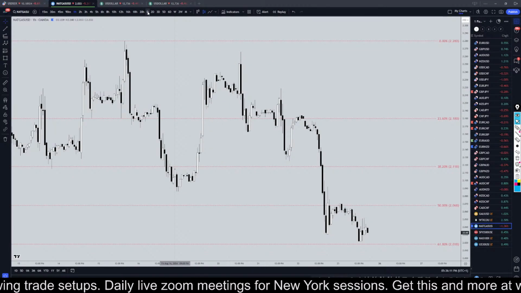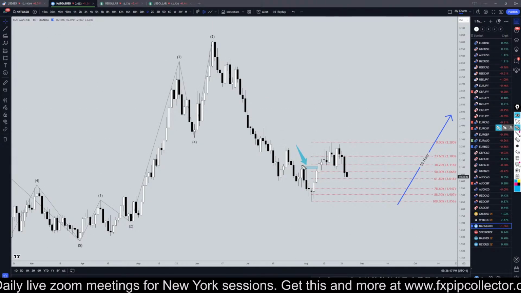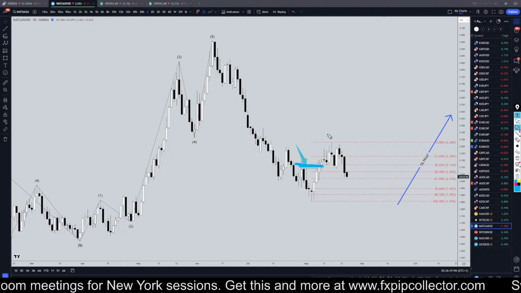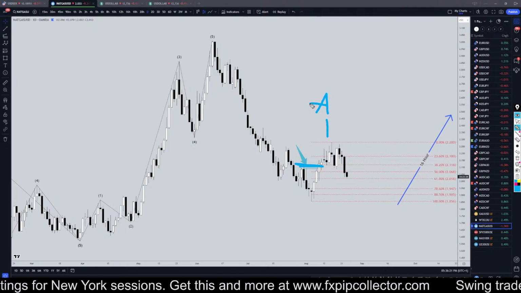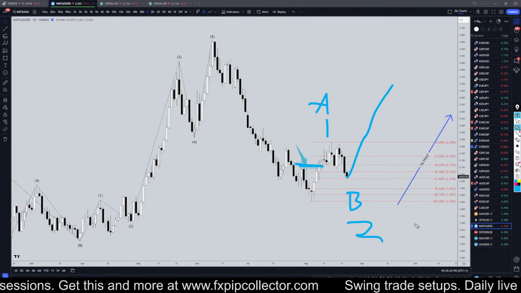Let's see here. I'm waiting for a long on natural gas. We just recently had a break of structure on natural gas to the upside. I think there's a chance this is either a wave A or a wave 1, this is either a wave B or a wave 2, and we're going to probably go up for either a wave 3 or a wave C.